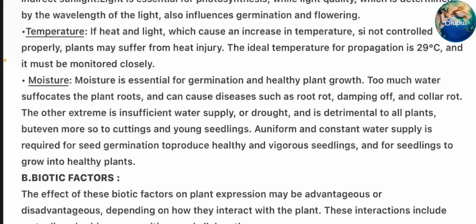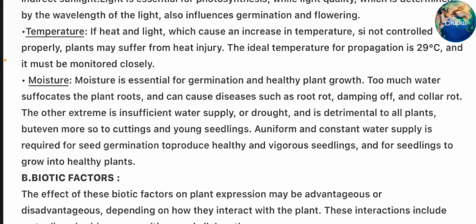Moisture is essential for germination and healthy plant growth. Too much water suffocates the plant root and can cause diseases such as root rot, damping off, and collar rot. The other extreme is insufficient water supply or drought, which is detrimental to all plants, but even more so to cuttings and young seedlings.